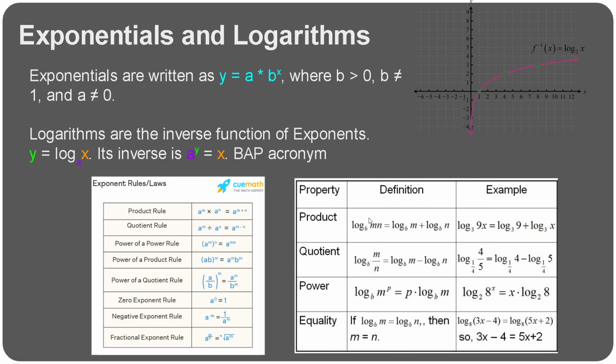Here's information about exponentials and logarithms. So exponentials are normally written as y equals a times b to the power of x, where b is above 0, b is not equal to 1, and a is not equal to 0.